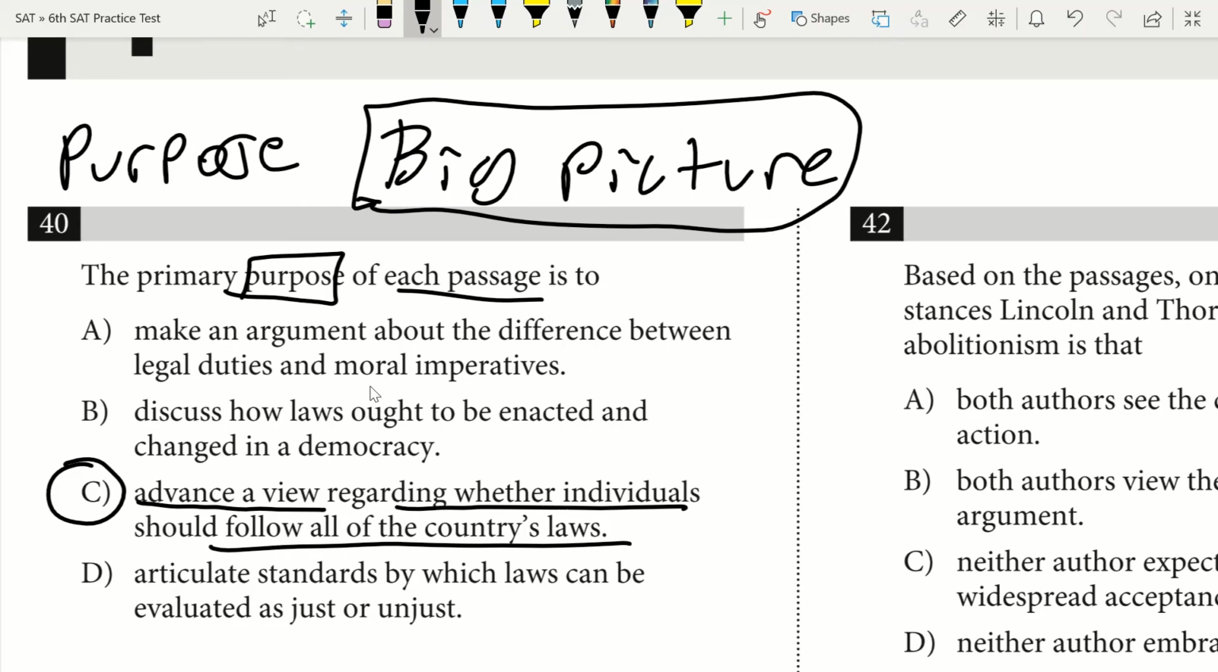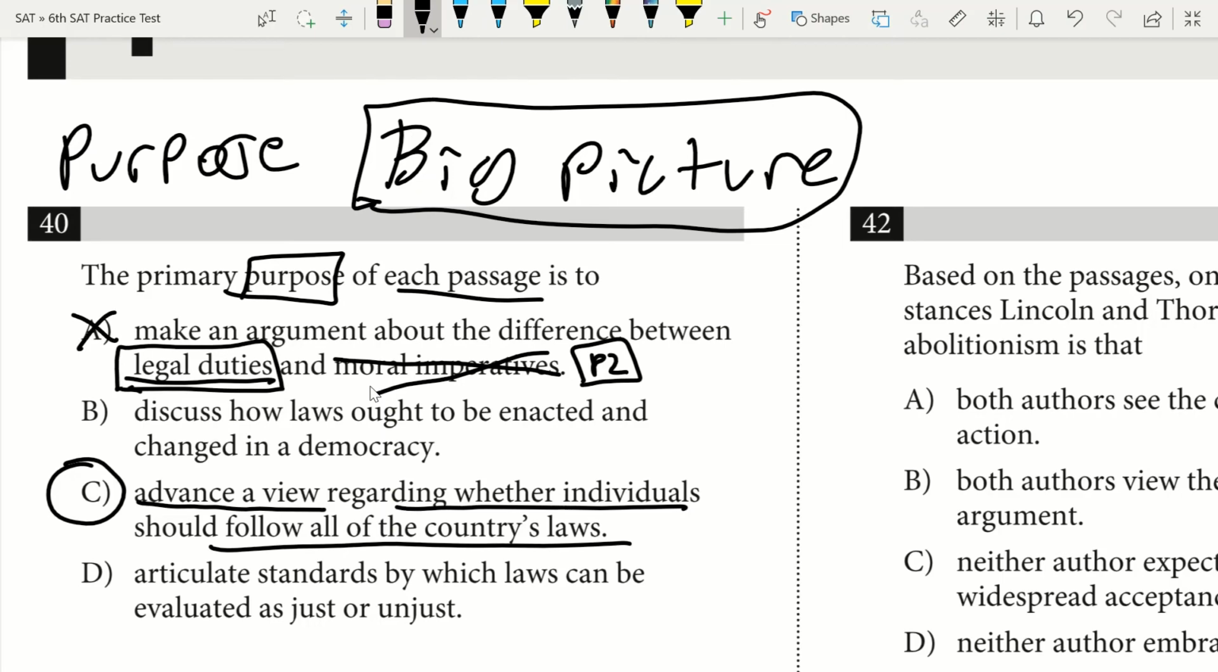A, make an argument about the difference between legal duties and moral imperatives. We're not really touching on moral imperatives. Okay, or I mean we are in a sense, but the thing is that that's too specific to passage 2. Passage 1, we don't touch on moral imperatives. Passage 1, we're really just talking about legal duties. Lincoln is really pretty much just stressing that we are legally required to follow the law. That's really his main argument. He's not touching on a moral imperative to break laws if it's immoral. He never really touches on that. So this is too specific to passage 2.